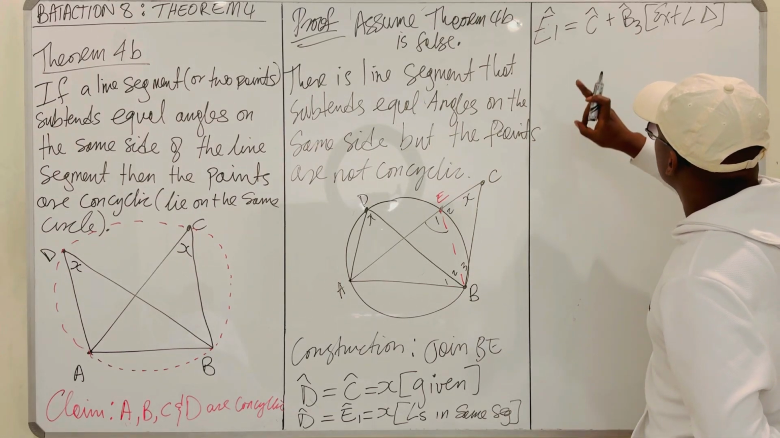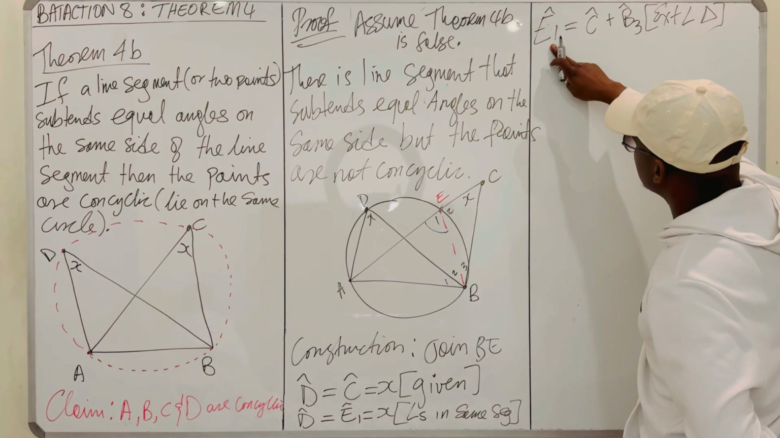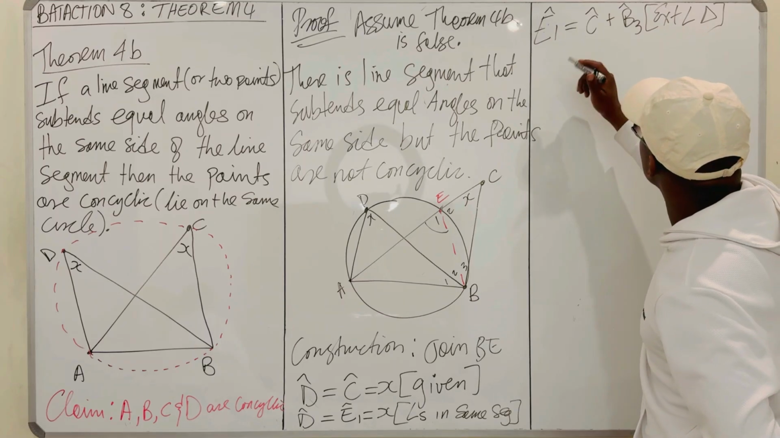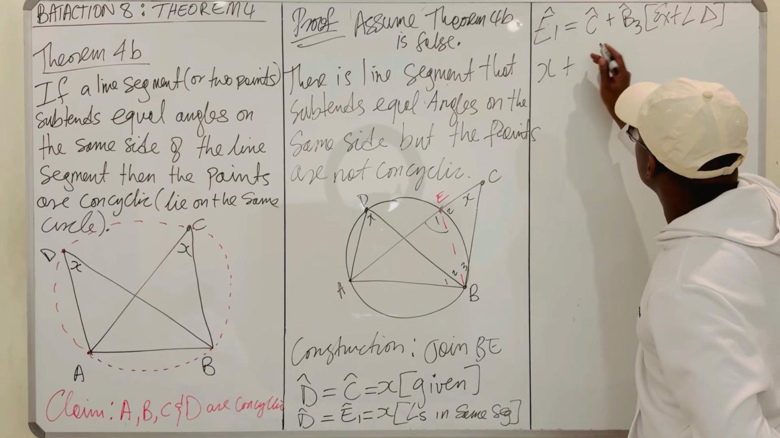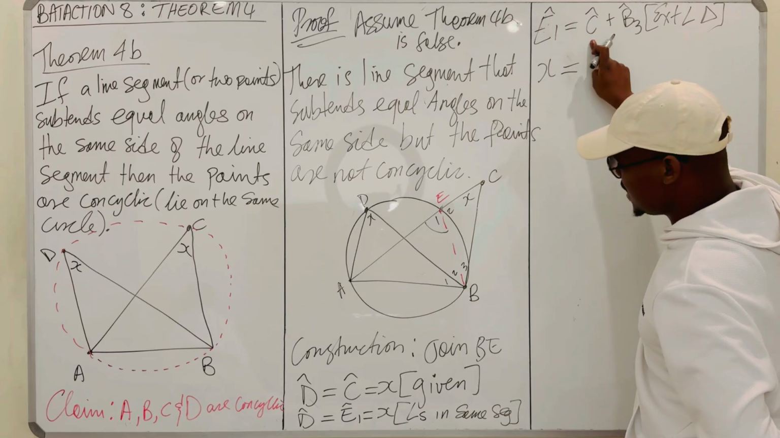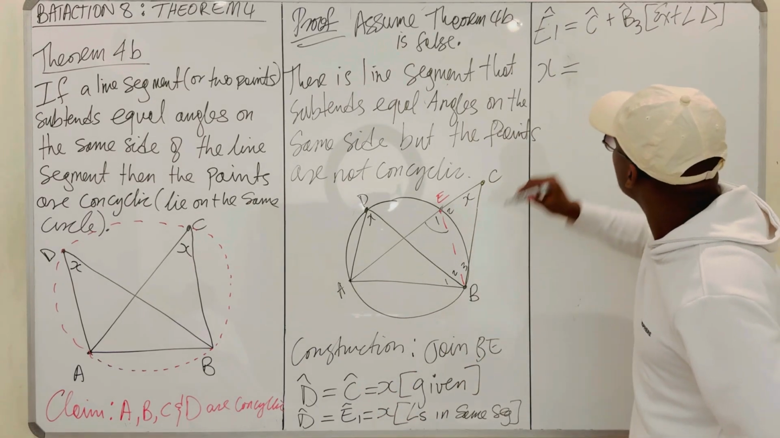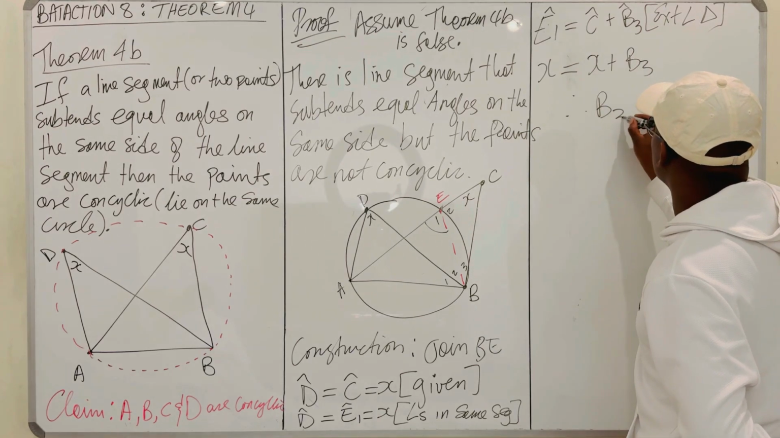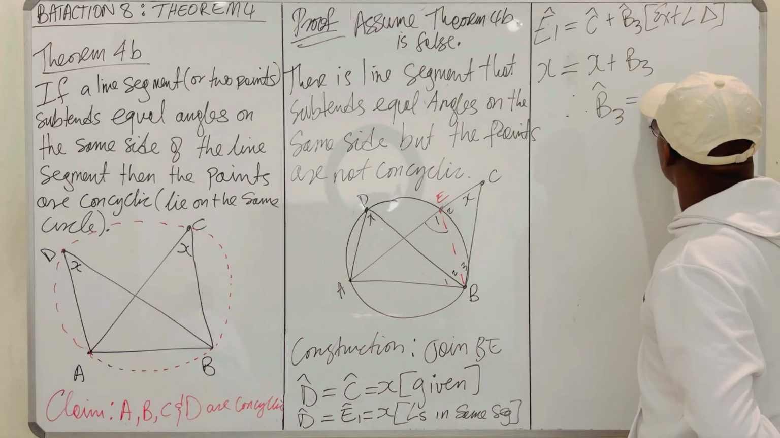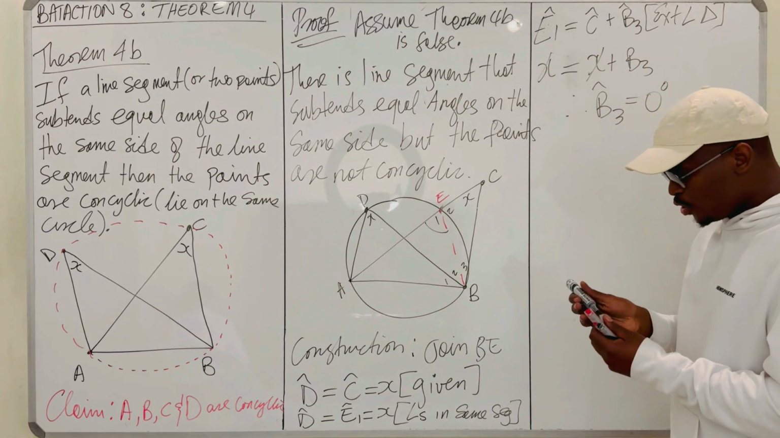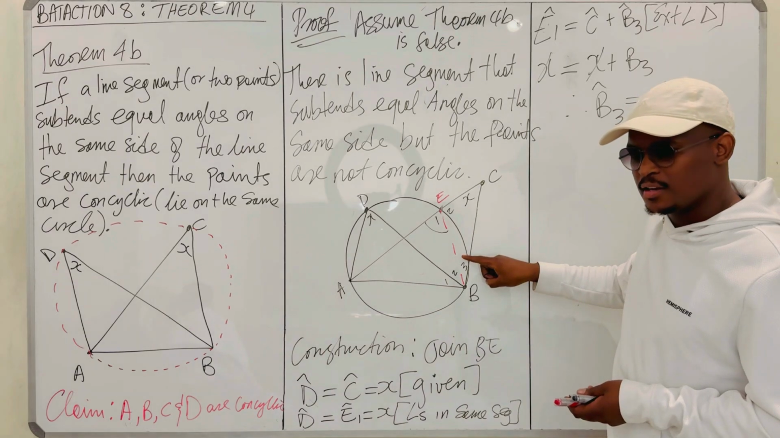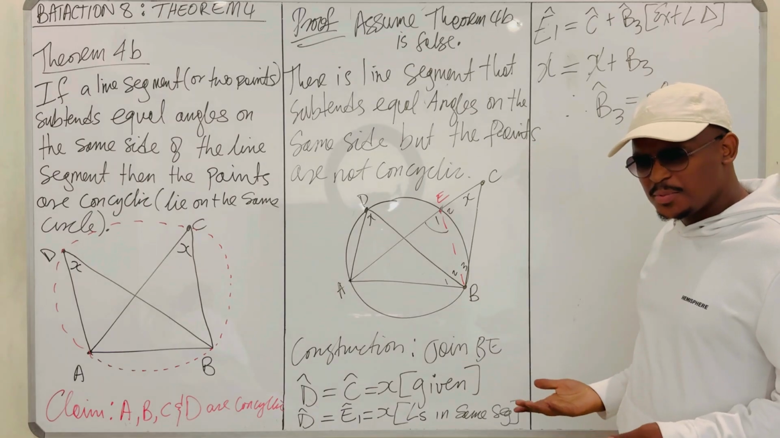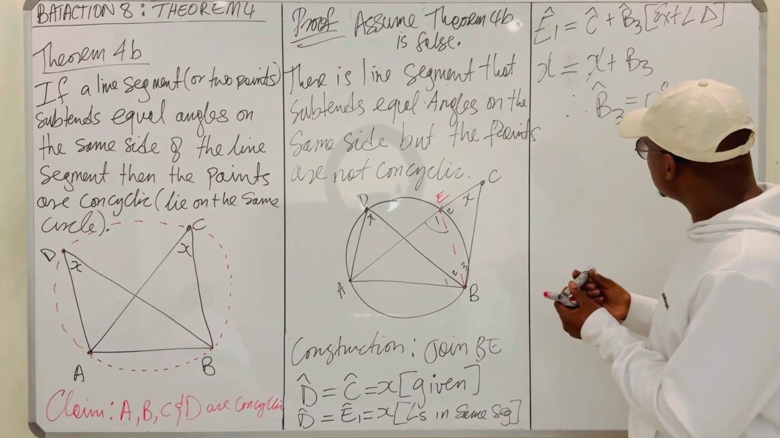But look now, E1 you said is equal to what? X. So which means we have X here equal to angle C. Angle C is equal to what? X. It's equal to X plus B3, right? Yes. Therefore, your B3 is equal to what? To 0, because the X's go away. But look at B3. B3 is an angle of a triangle, right? It's the angle of this triangle. Is it possible to have a triangle with an angle 0? No. This is impossible.